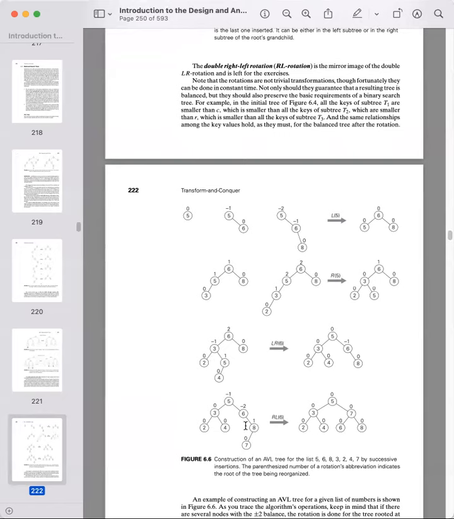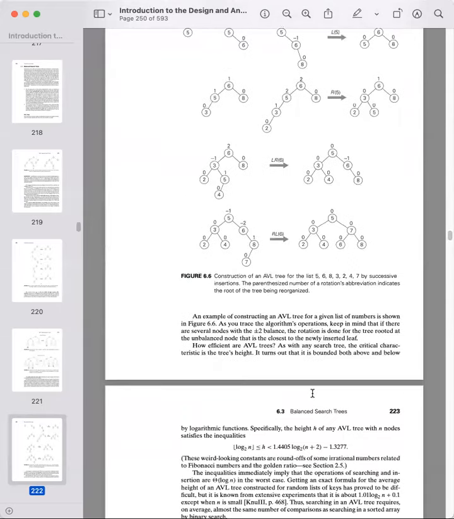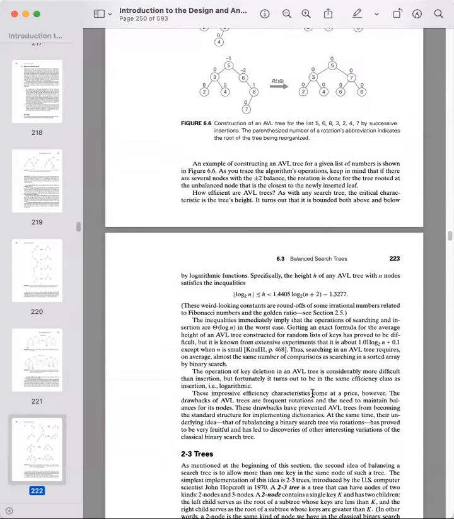And then finally, when we add the 7, it goes too far, but we'll do a reshuffling here with a right-left. So it's the opposite problem this one had, which will get us to this, which is a balanced tree. I think those are relatively straightforward to work through, hopefully. So you can take your time on those.